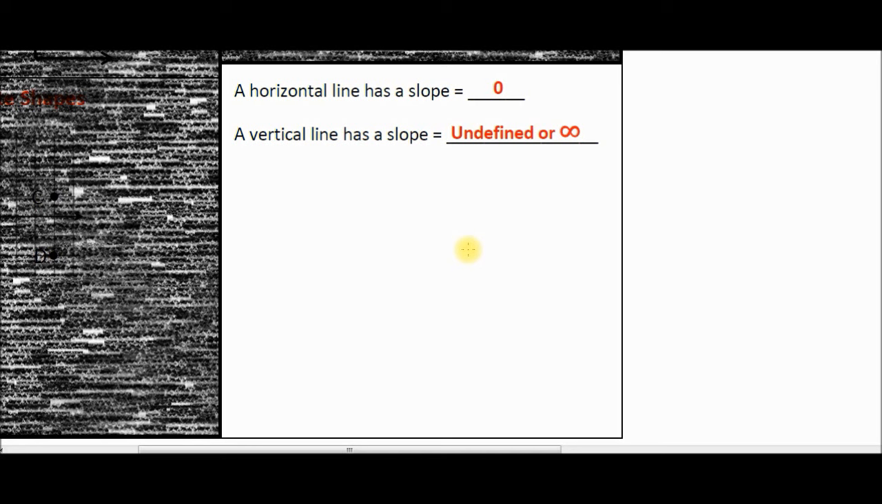Turn your flipbook upside down so we're looking at the back page. In the bottom right hand corner, I wanted to go over something regarding slope that I have seen in the past that many students will struggle with. So let's talk about horizontal line slopes and vertical line slopes.